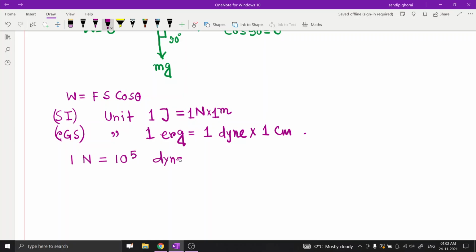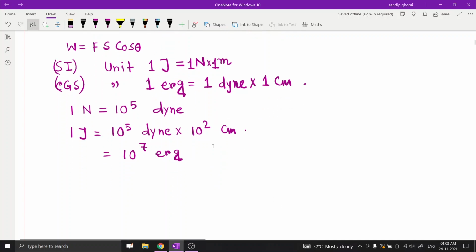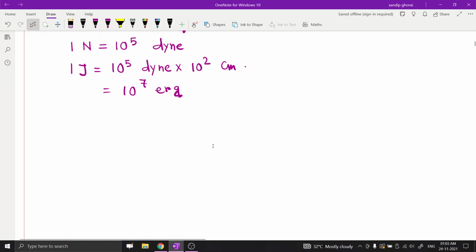Now if we use the relation, then 1 joule is equal to 1 Newton, that means 10 to the power 5 dyne, into 1 meter, that is equal to 10 to the power 2 centimeter. So we can say 1 joule is equal to 10 to the power 7 erg. This is the relation between the two unit systems of work done.